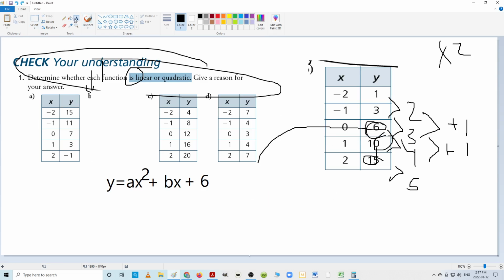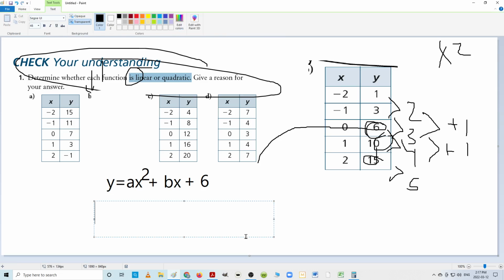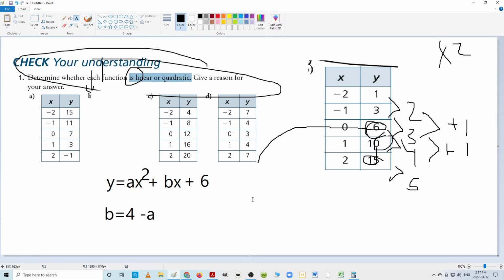And 1, if I plug in for x and 10 for y, I get this. What's 1 squared? It's 1. So I get 1a plus 1b plus 6, which is just this. Which means that a plus b is equal to 4. Which means b is equal to 4 minus a. So now I have one equation and two unknowns. So all I need is a second equation.